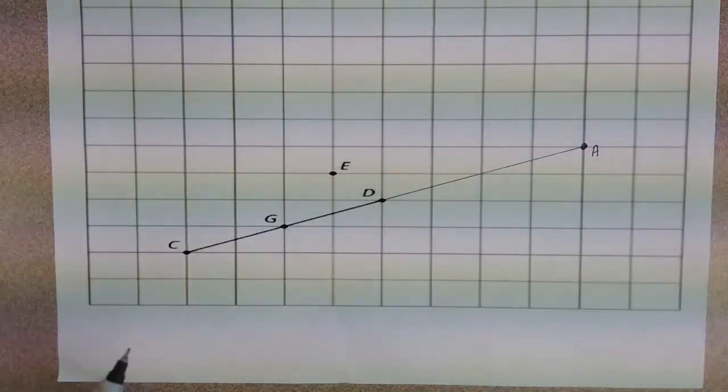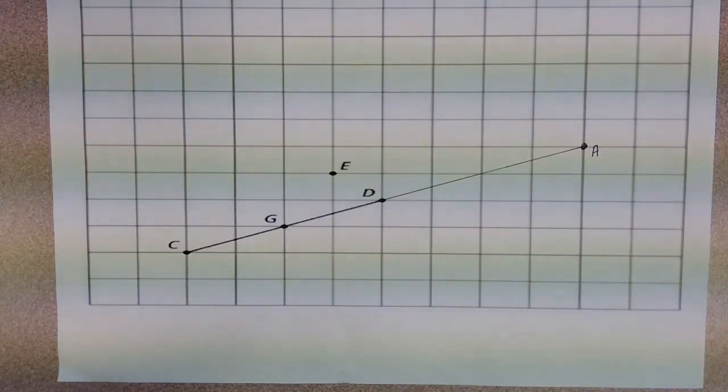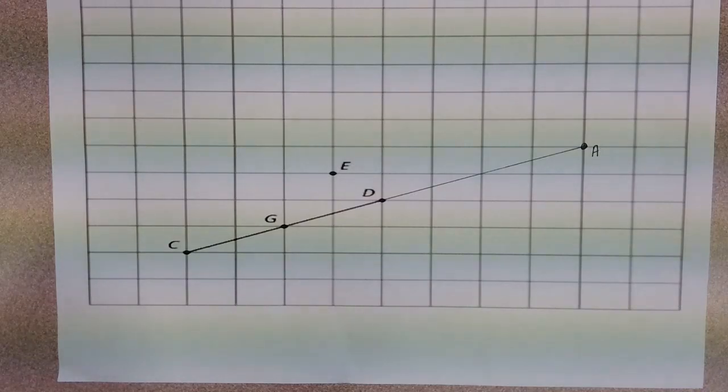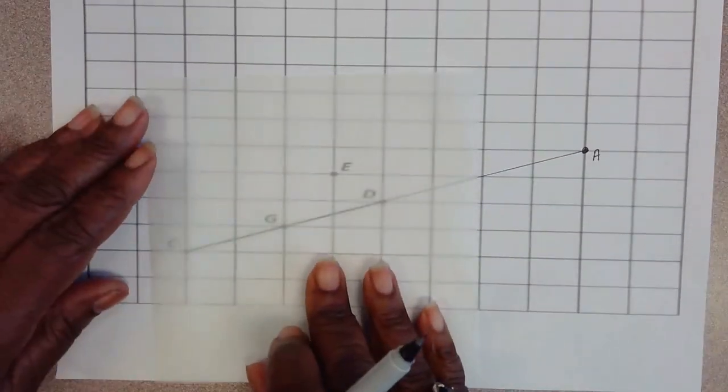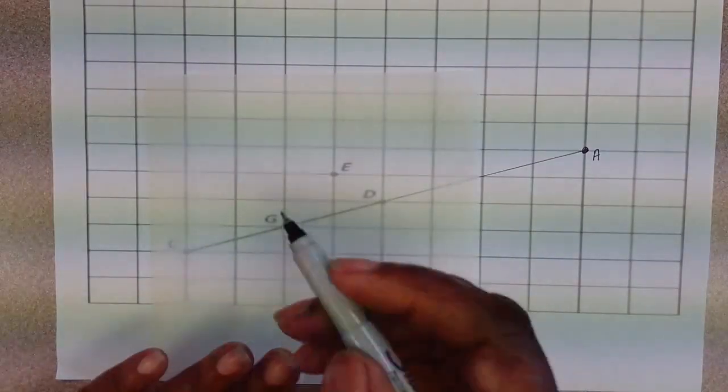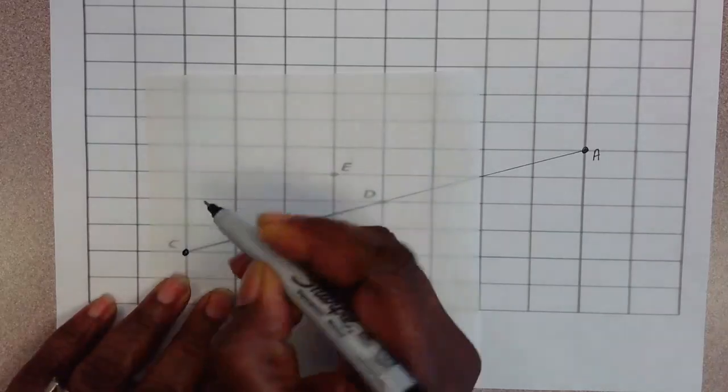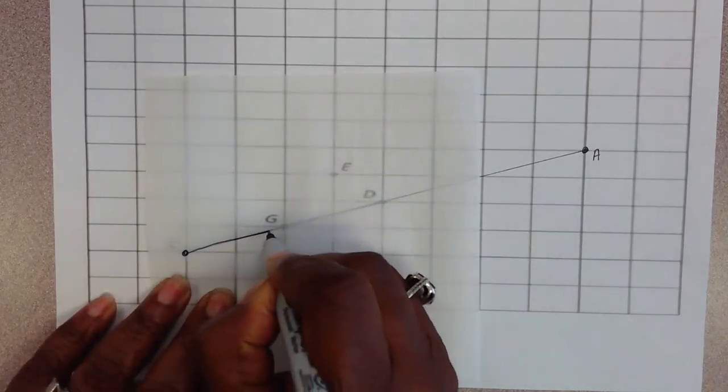Okay. Now for question number 2, we're going to rotate the same segment 180 degrees. This time we're going to rotate it around point E. And we're going to draw the image, and now we're going to label the image of C as B and the image of D as F. So again, I'm going to just use a fresh piece of patty paper. I'm going to draw the segment CD.